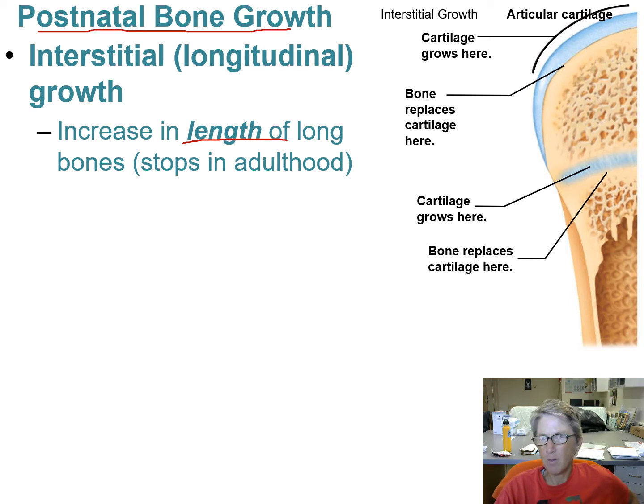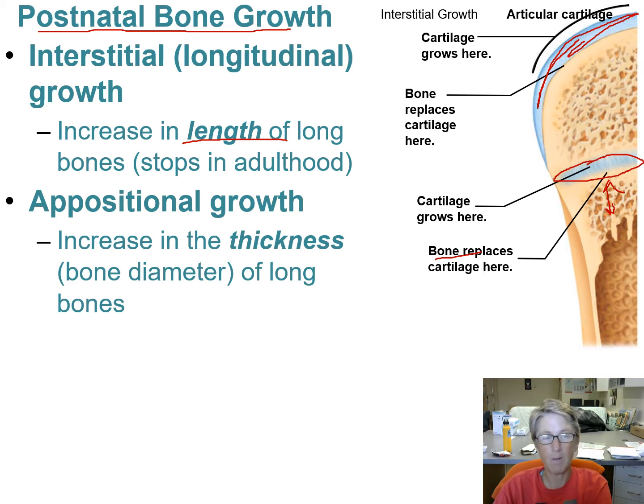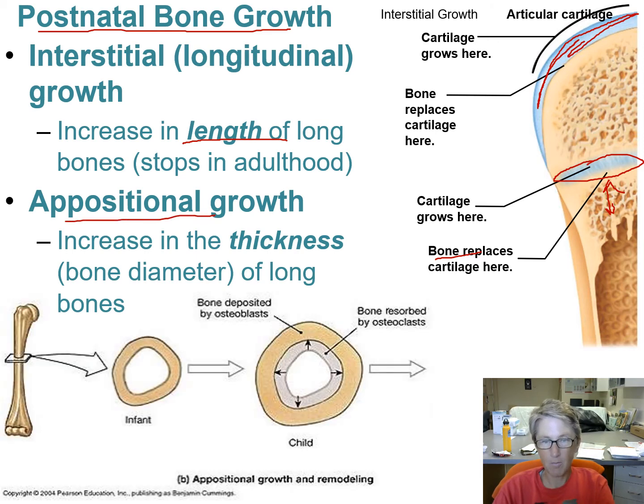So here's the end of a long bone. Here's the articular cartilage, made of hyaline cartilage. And then you've got cartilage in here. In the process of growing your long bones, you're going to have bone replacing cartilage, and that's going to allow your bone to elongate in both directions. And if you're trying to make your bone thicker or stronger, that's called appositional growth. So it increases the diameter of your bone.